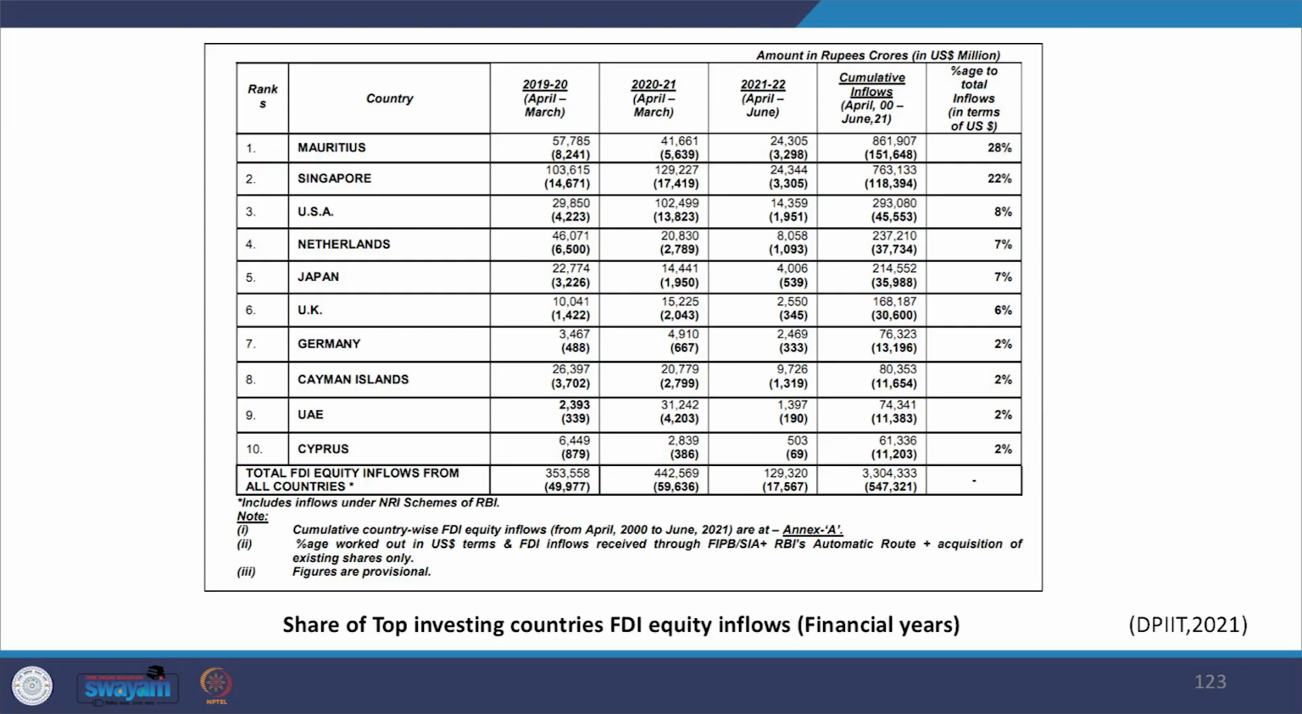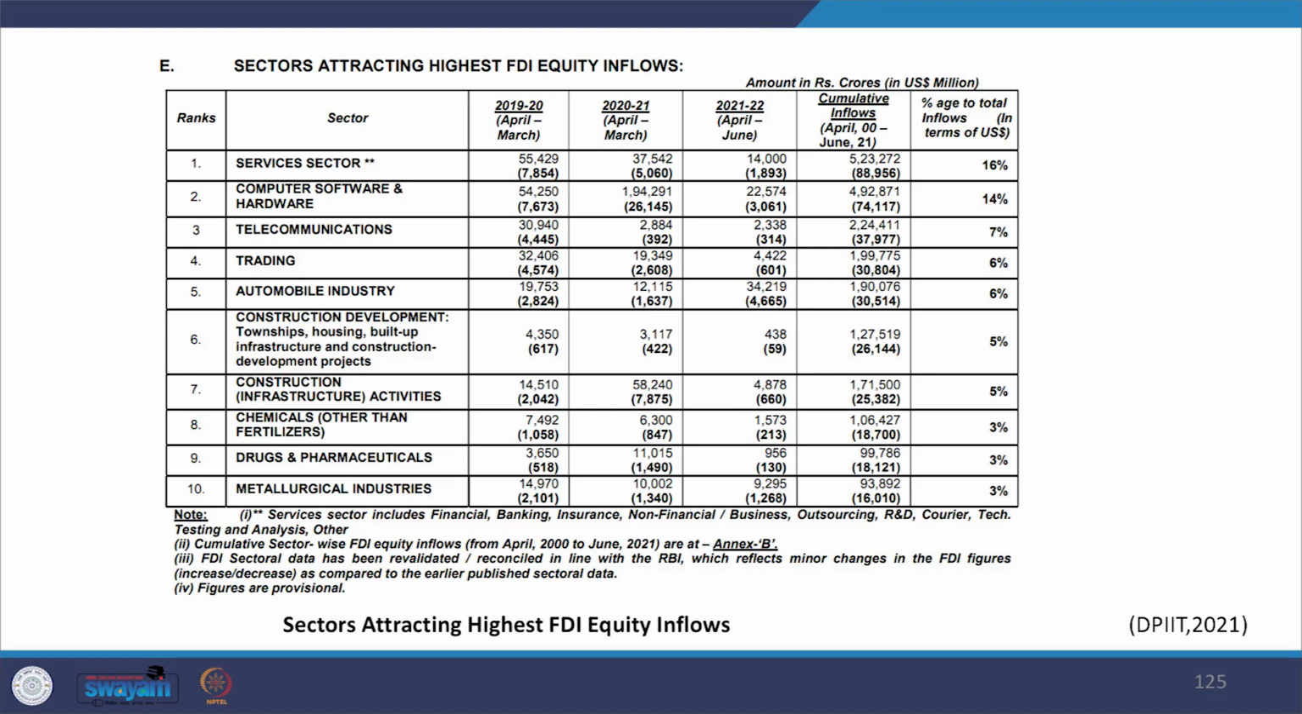Moving on, we will quickly look into which are the countries that invest in our nation. As per the quarterly fact sheet on foreign direct investment from April 2000 to June 2021, we see Mauritius and Singapore are among the highest, with 28 and 22% of total inflow from these countries. In the FDI which we have, the highest investment is in the service sector. If we look sector-wise, the highest investment comes in the service sector.